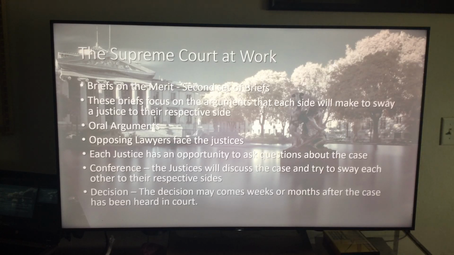Then you have the decision. The decision may come weeks or months after the case is heard in court. So it could take a couple months. It could take up to a year to get a decision. But then you get the decision.